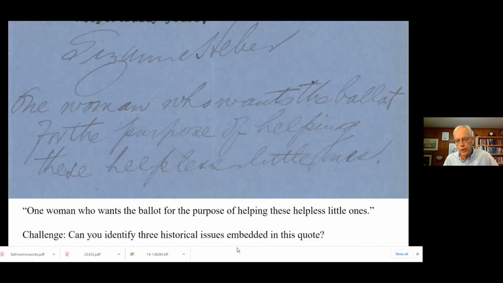So the challenge is, can you identify the three historical issues that are embedded in the quote that's on the screen right now? Go ahead and use the chat box and tell me if you notice what historical issues you see coming out of her postscript to her letter there.